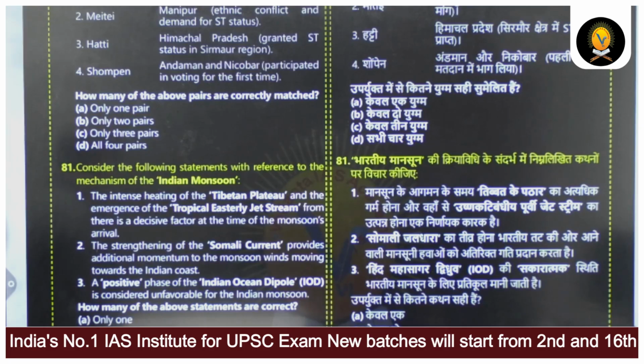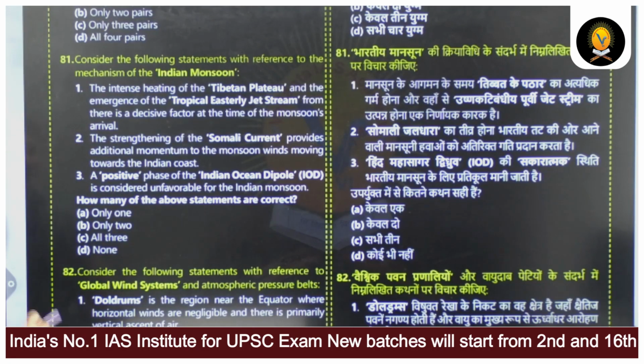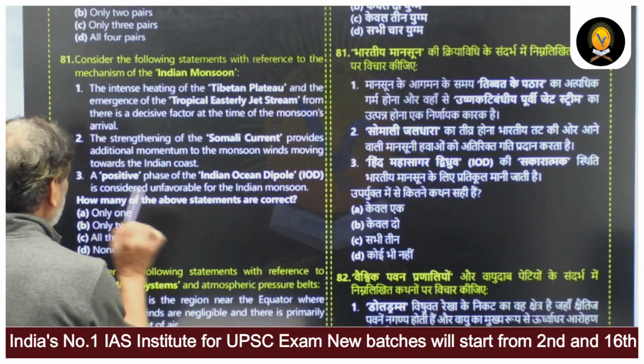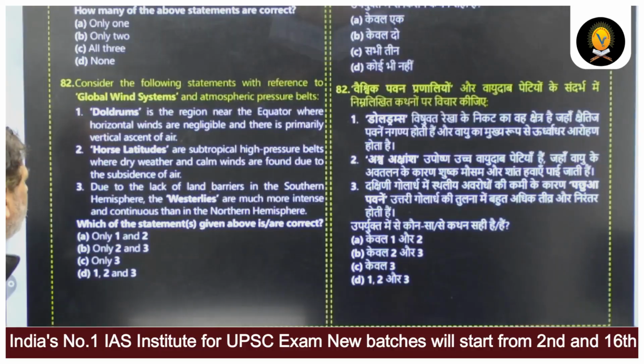81. Only 2 pairs are correct, 1 and 2, because a positive Indian Ocean Dipole, which is also called Indian El Nino, is always favorable. If there is a positive IOD, good monsoon, India will receive plenty of monsoon and rainfall. Now, consider the following statement with reference to the global wind system.